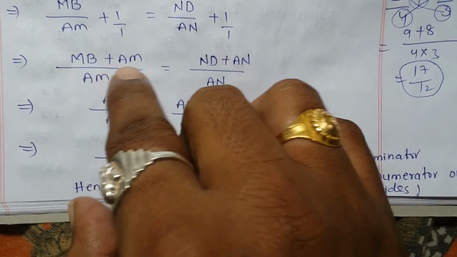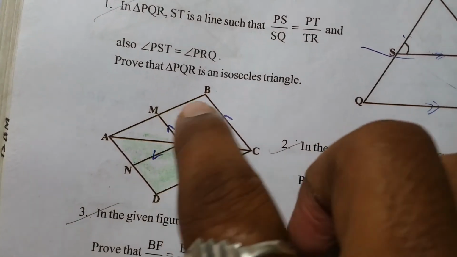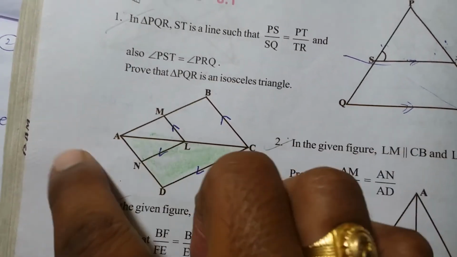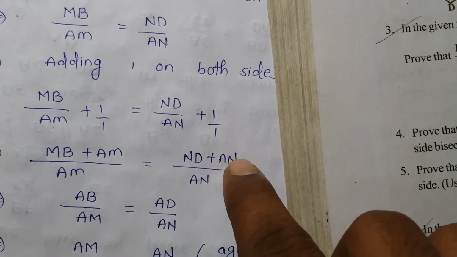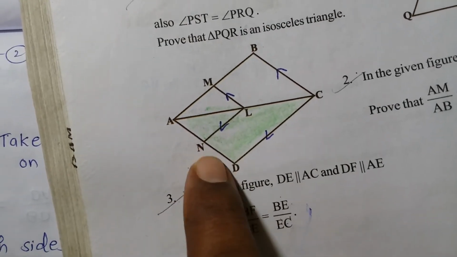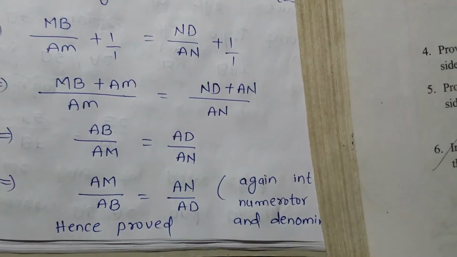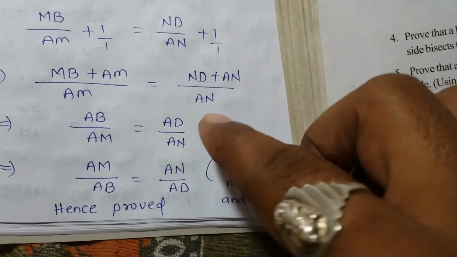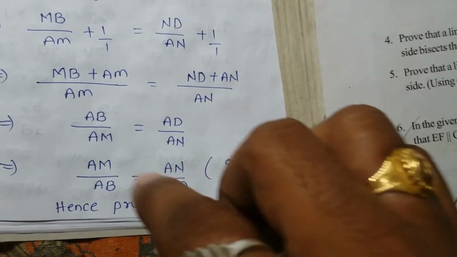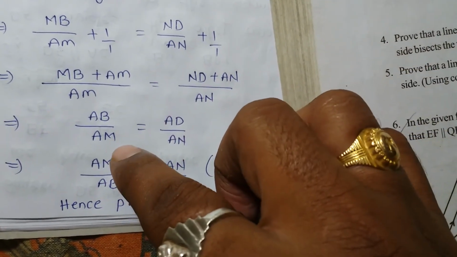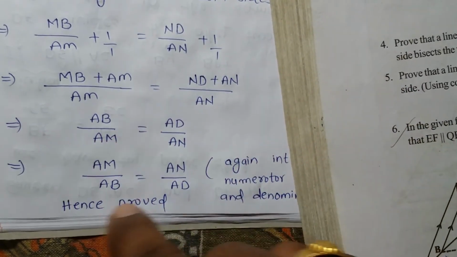So just you see MB plus AM, I will show in the diagram. So MB plus AM is nothing but AB. That is only we written here. AB is written. ND plus AN is nothing but AD. That is only we written here. And in the next step, we interchanged denominator as numerator, numerator as denominator. That is nothing but taking the reciprocals. Finally, AM by AB is equal to AN by AD. This is required to us, hence proved.